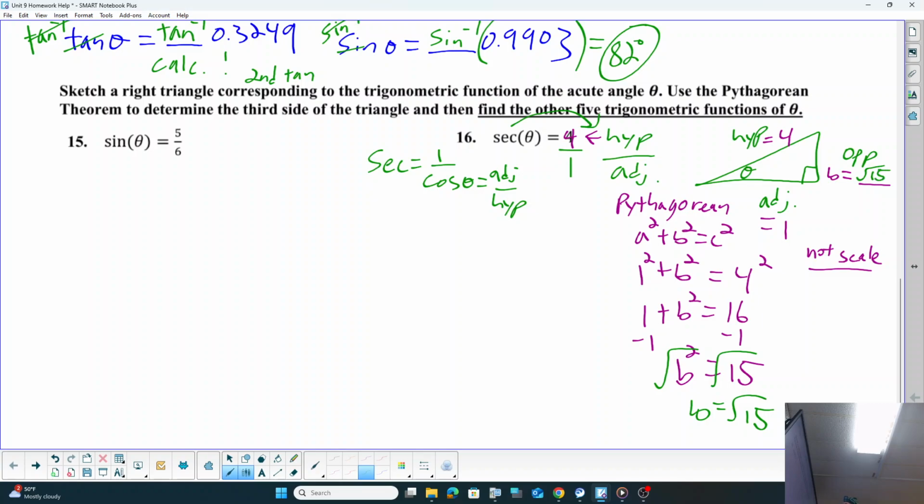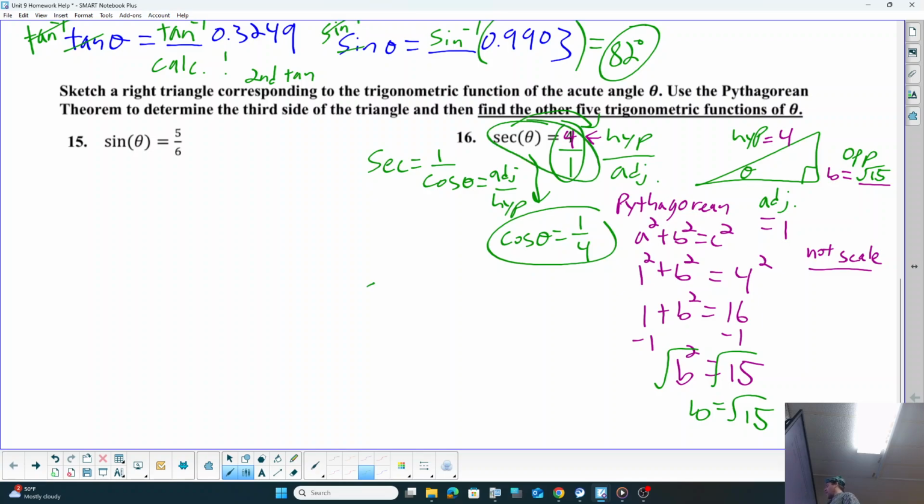Now we're going to do all the other functions. So we already know what secant is. Secant is 4 over 1. So now we need to know what cosine is. And so cosine is just the opposite of that. Cosine is 1 over 4. So there's one of our answers. There's another one of our answers.